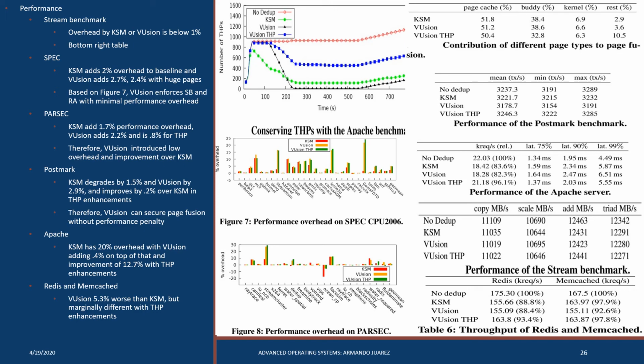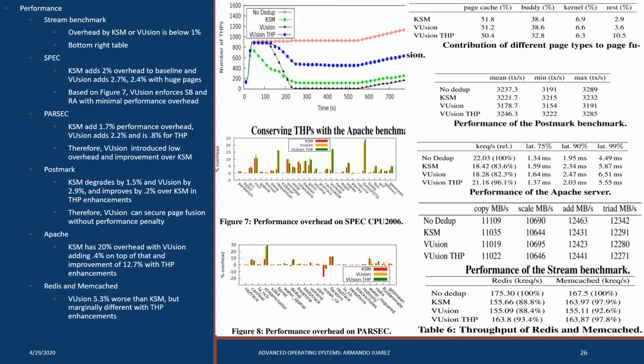With respect to Postmark, KSM degrades by 1.5% and VUsion by 2.9%, but improves by 0.2% over KSM in THP, in the huge pages. Therefore, VUsion can secure page fusion without performance penalty, which is, again, very good.